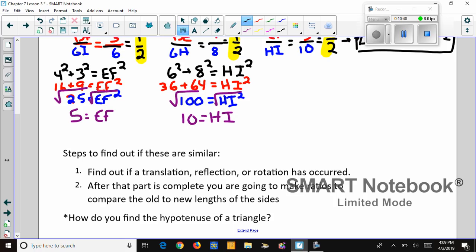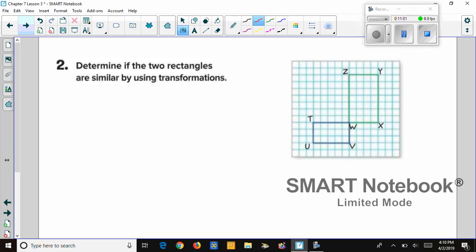And then it also includes the question, how do I find the hypotenuse of a triangle? And that always is Pythagorean theorem. Let's try that again with these two rectangles. First, let's talk about a transformation.